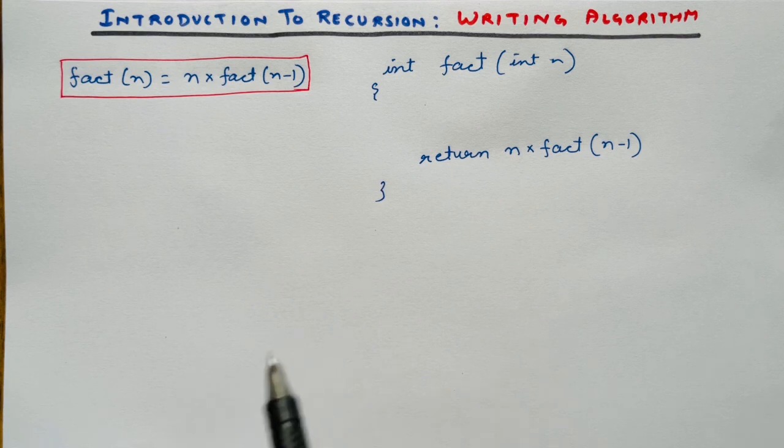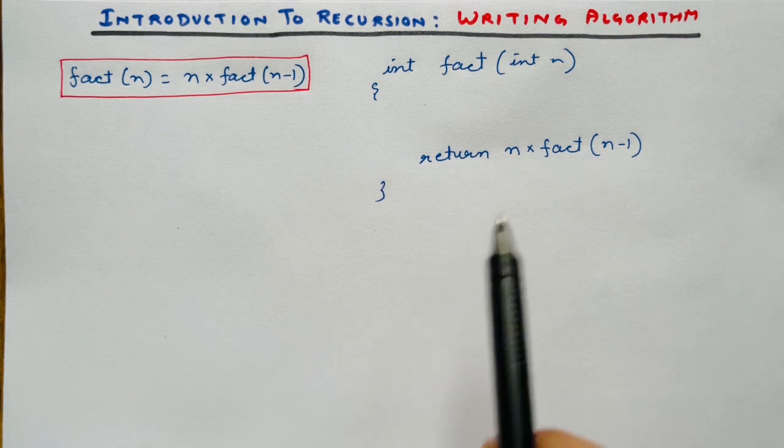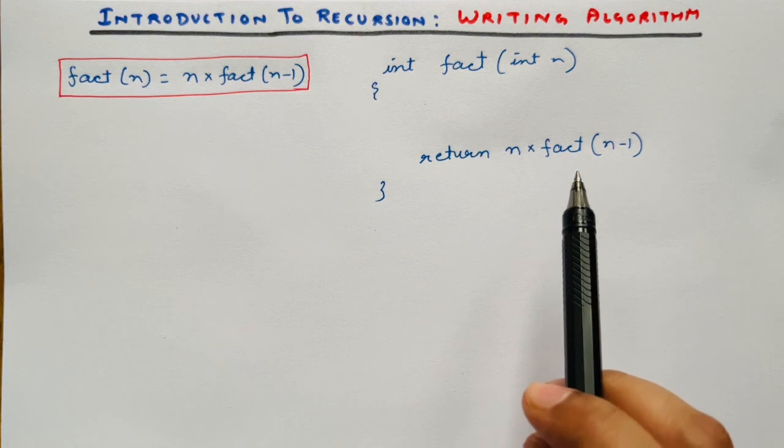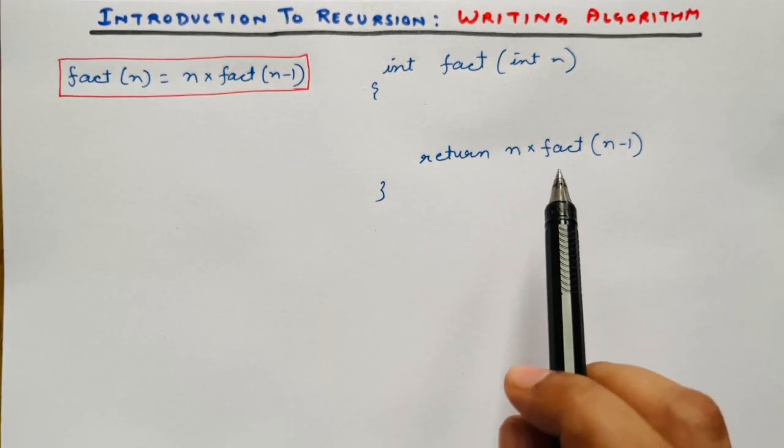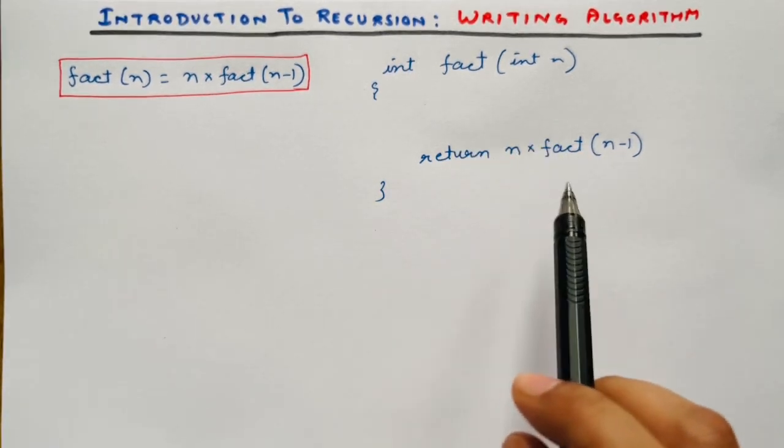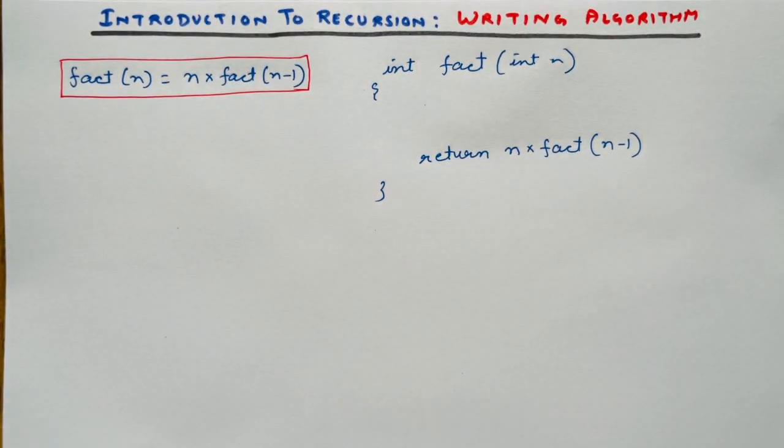But is this algorithm complete? Will this work? No. Why? Because this will go into an infinite loop. We are calling the same method in its body, so it will keep on calling itself again and again and it will go into an infinite loop. So how do we stop that?